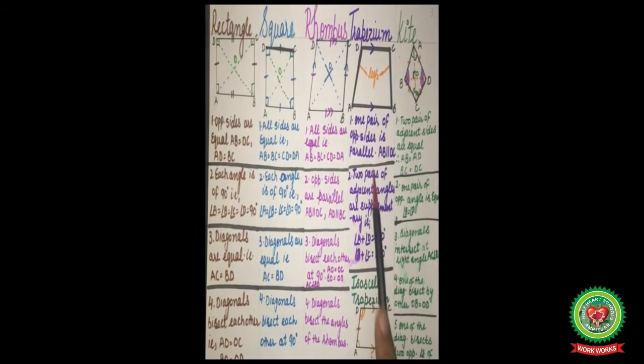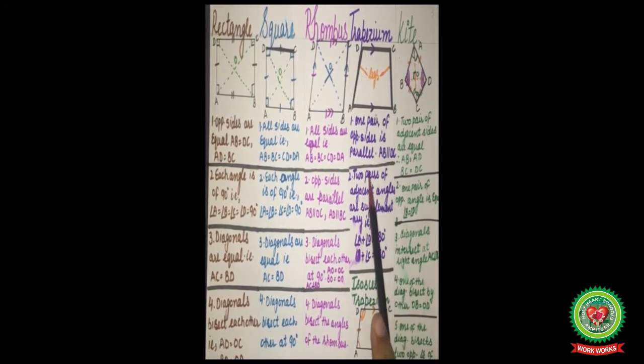The next type of quadrilateral is a trapezium. In a trapezium, one pair of opposite sides is parallel. We can see in this figure that only one pair of opposite sides is parallel, that is AB is parallel to DC. The two pairs of adjacent angles are supplementary, that is angle A plus angle D equal to 180 degrees, angle B plus angle C is also equal to 180 degrees.